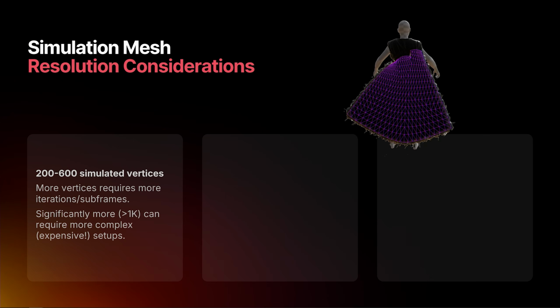While Chaos Cloth has a wide range of features to support anything from real-time game simulations up to cinematic quality cloth, we'll be focusing on which settings are appropriate for game quality cloth in this talk. In particular, when targeting a typical game, we recommend simulation meshes with a resolution of around 200 to 600 simulated vertices. Significantly more vertices can push into the cinematic cloth quality, which can require more complex setups.